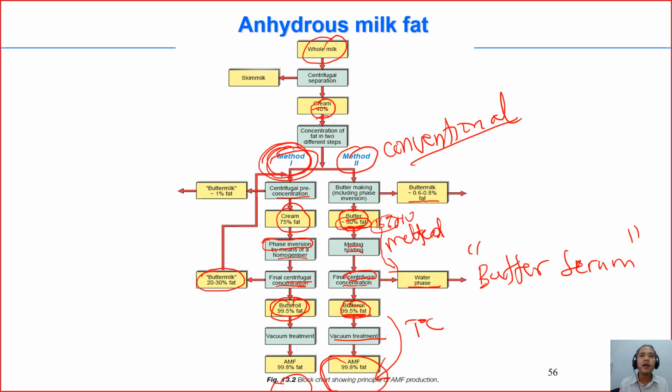And here, when we centrifuge the cream of 40% fat to the cream of 75% fat, it means around 35% of water phase is removed. So this is the byproduct, and here they call it cream residue 1. They put the bracket here, buttermilk, but it's not the same as the buttermilk on the right side, okay, not the same. So some people call it cream residue 1.